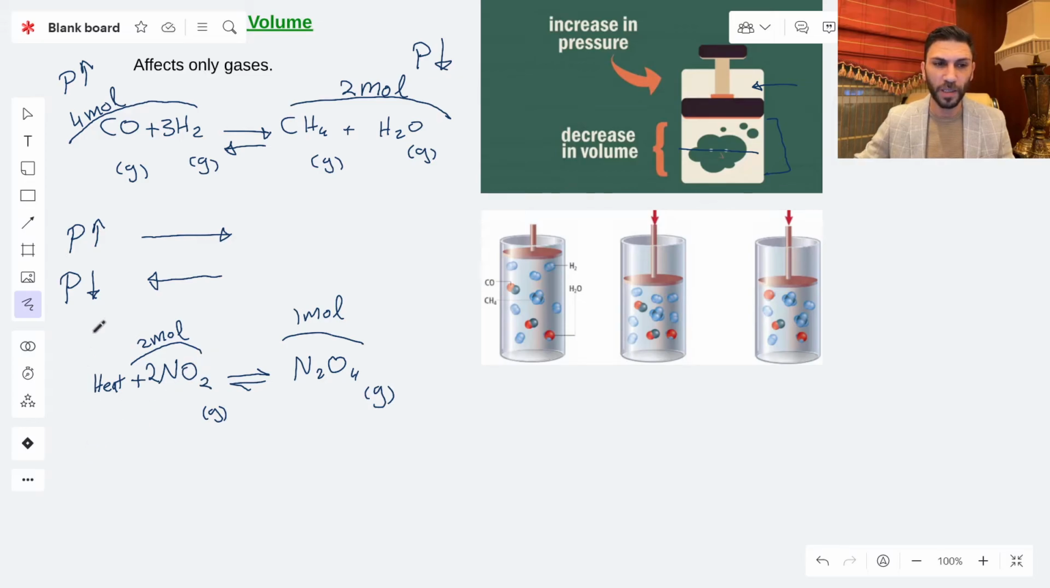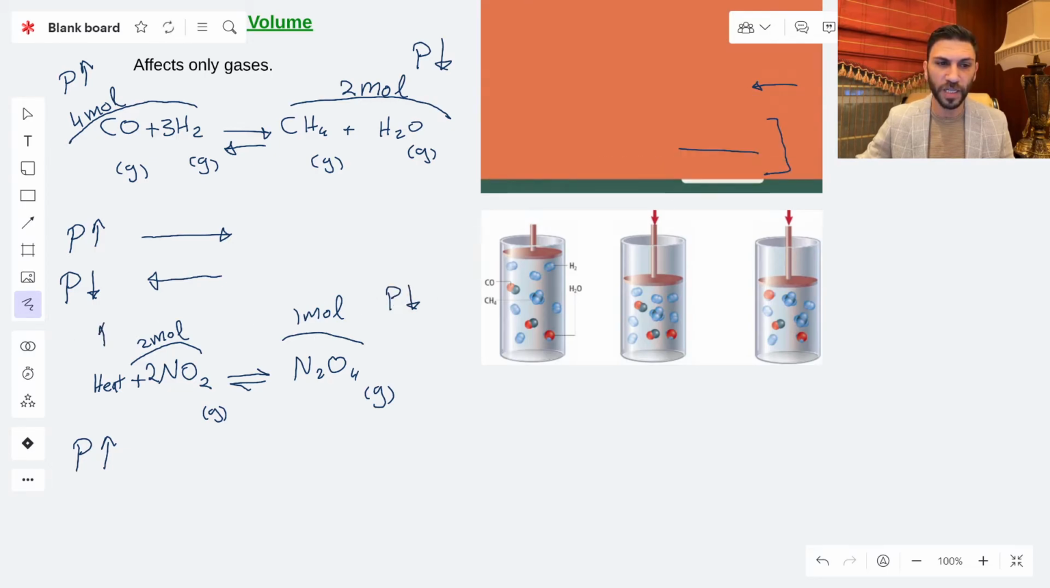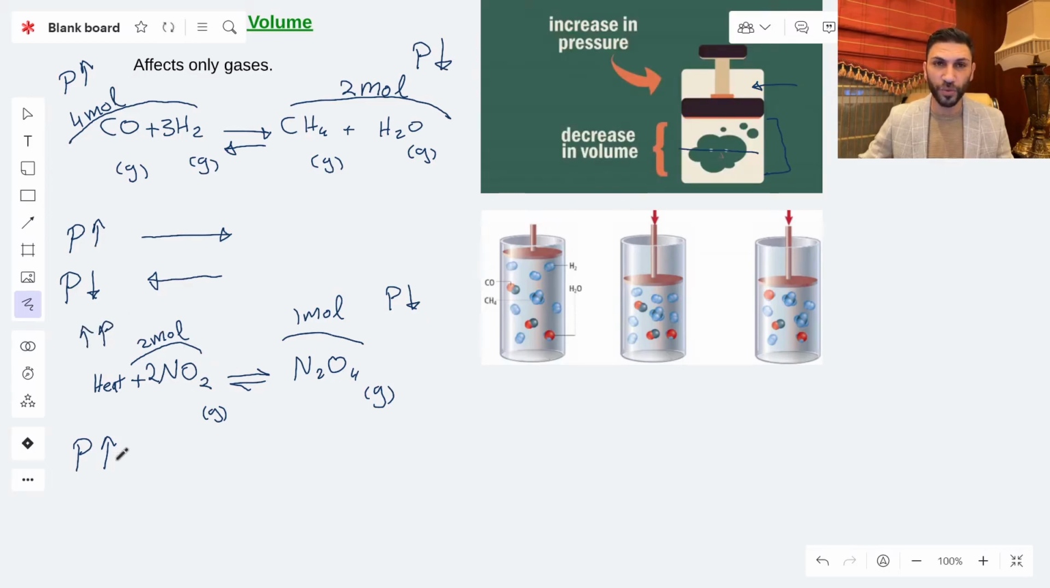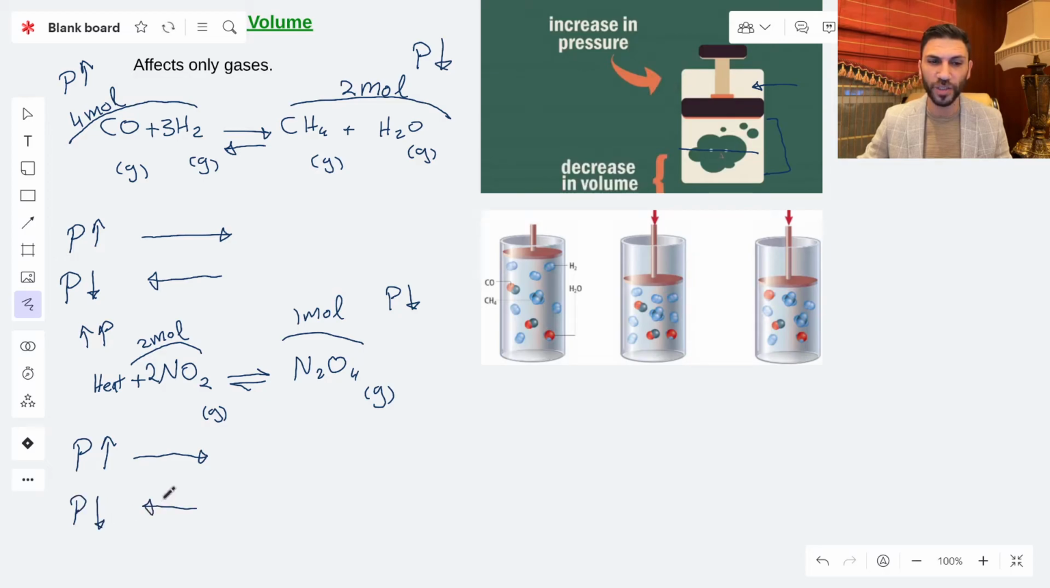So applying Le Chatelier's principle, in this case, if you are increasing the pressure, because here the pressure is lower and here the pressure is higher, that means if you are increasing the pressure, it will go to where the pressure is lower. So it's going to be this direction again. And if you are reducing the pressure, then the pressure will go to this direction, where the pressure is higher.